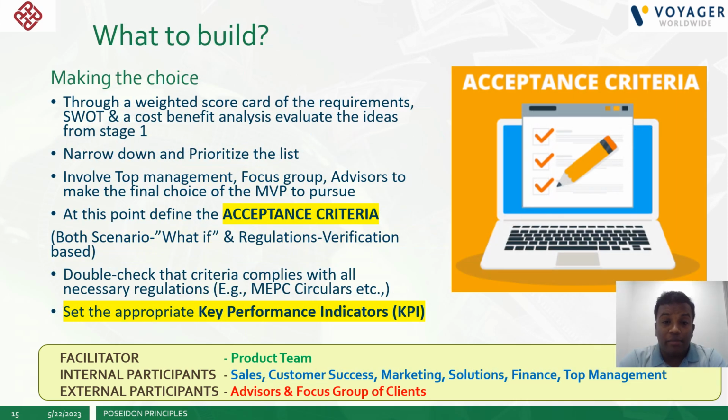Now that we have the requirements, we need to bring in the ideas from stage 1 and put them in a weighted scorecard or a cost benefit analysis or a SWOT analysis to prioritize them and narrow down to one possible idea which we want to pursue. And at this point, we need to define what we will accept as success and define the key performance indicators.